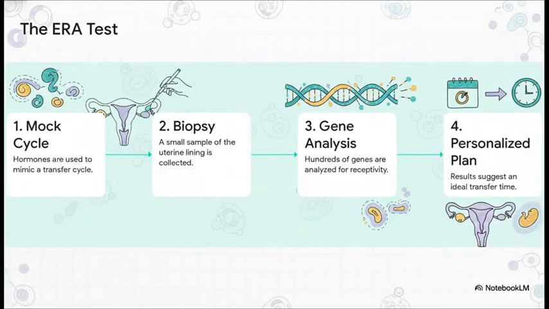So how does this thing actually work? Well, you go through what's called a mock transfer cycle. You take all the same hormones, but no embryo is actually transferred. Instead, at the time you would have had a transfer, your doctor takes a tiny little sample, a biopsy of your uterine lining. That sample gets sent off to a lab where they analyze the activity of hundreds of different genes to see if it's receptive. It's kind of like creating a molecular fingerprint to see if the welcome sign is on. And based on that, the lab gives a recommendation for the perfect timing for your real transfer.